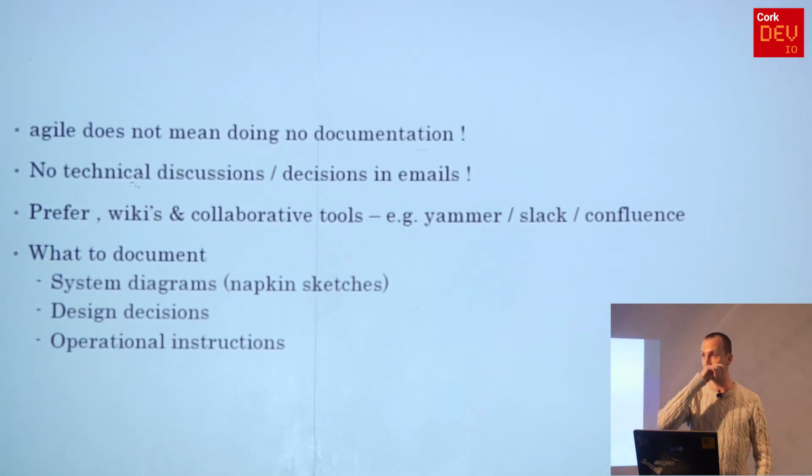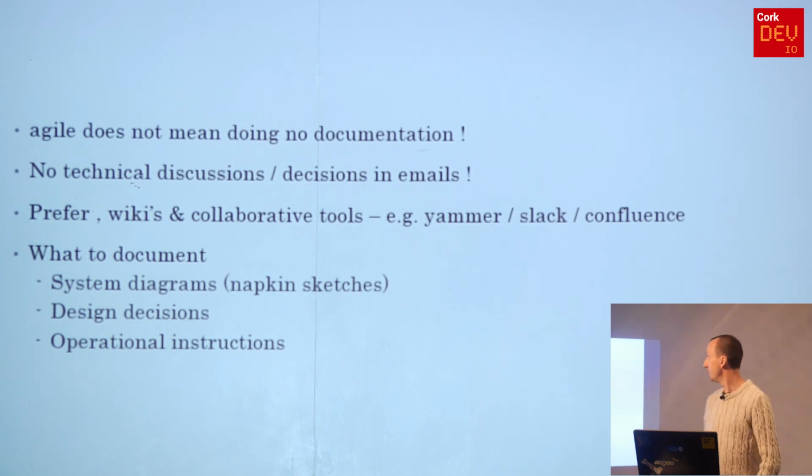So when it comes to documents, the first thing is that if you have any technical discussions or decisions made by email, you should just stop doing that and put all of that into a collaborative tool like a wiki or Yammer or Slack. Somewhere people can come back afterwards and look at it and understand how you came up with the design. Emails are documentation in my mind.